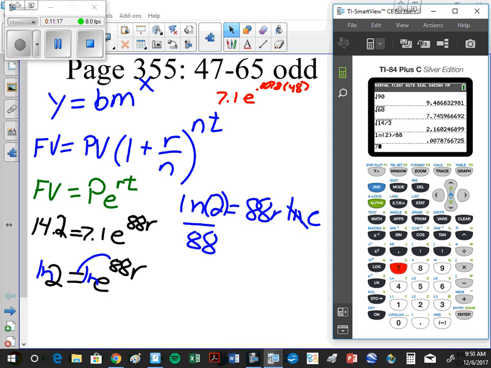So we'll type in 7.1 e, and if you have the old calculator, you're going to have to put parentheses around your exponents. Second answer times, what do we say, 48? No, we're going from 2002 to 2050. So the answer is 10.4 million people.